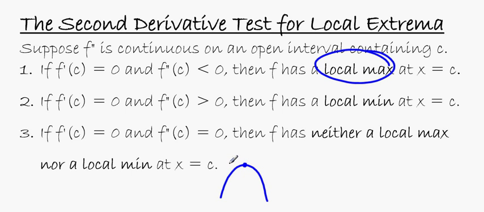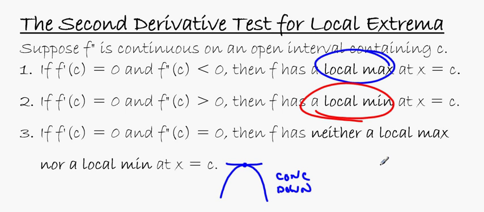At a local max, I've got a flat tan and I am concave down. So if I've got a flat tan, and I'm concave down, then I've got to have a local max.